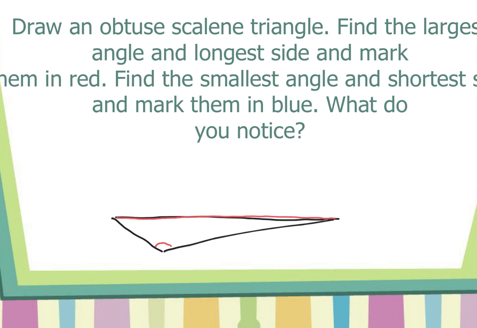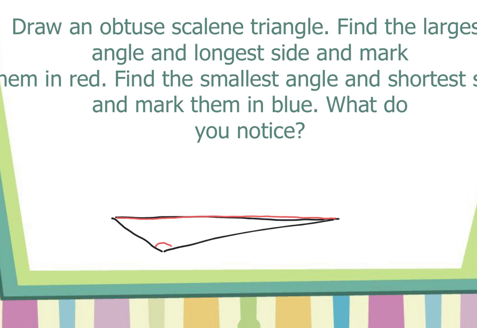Wait, can you repeat what you said? Mark the largest angle and the longest side in red. Do you see how clearly in an obtuse triangle, the obtuse angle is your largest angle and your longest side is going to be this one, whichever one is opposite your largest angle. Are they always going to be opposite each other?